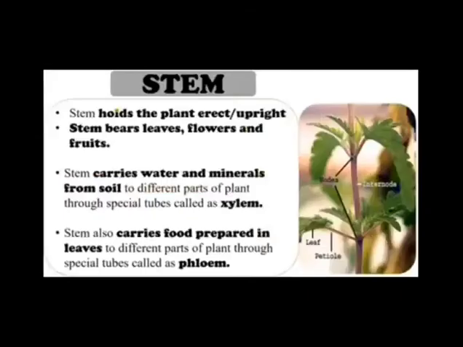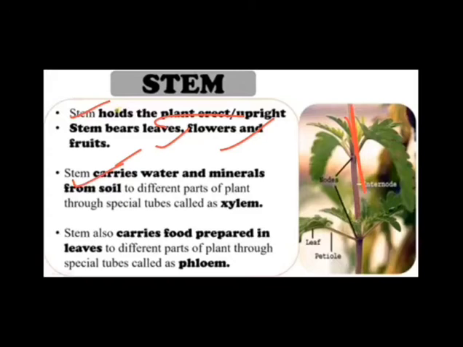So what is the stem? The stem holds the plant erect or upright. This is the stem. The stem bears the leaves, flowers and the fruits. The stem carries water and minerals from the soil to different parts of the plant through special tubes called xylem.